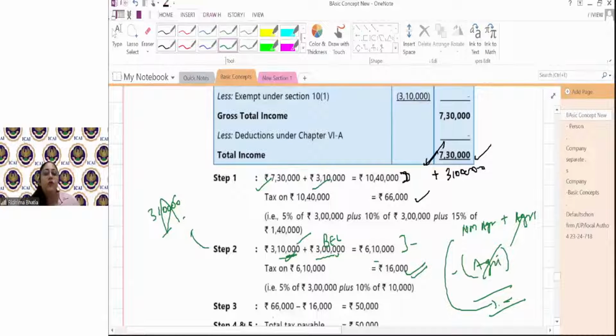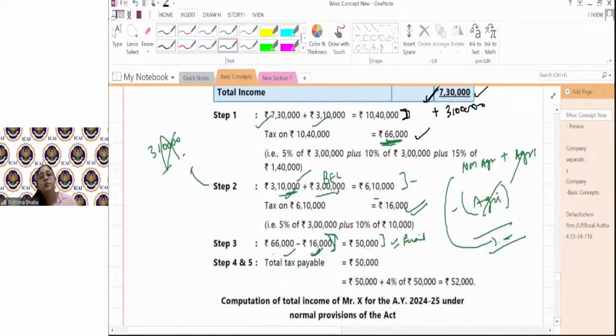Calculate the difference of tax which is calculated on total income including agricultural income minus tax on agricultural income. So this amount, which is non-agri plus agri ka tax minus agricultural income ka tax, is my final tax liability. Since my total income is 730, that is more than 7 lakhs, and the tax is 50,000, the rebate concept does not come. So I will add cess.